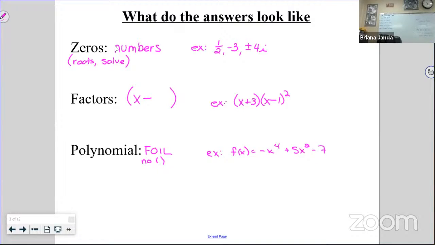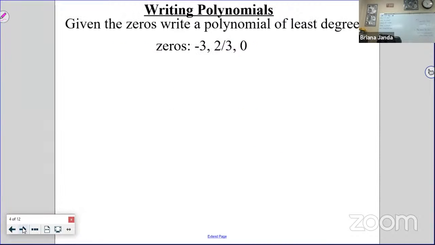Now, they're all related to each other, so to get a polynomial, I would work through my factors. To get to zeros from a polynomial, I would work through my factors and set things equal to 0. All right, all related to each other. It's just what format it's asking us for the answer to be in. So let's look at it.